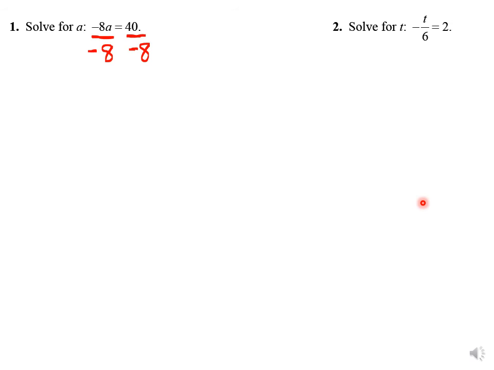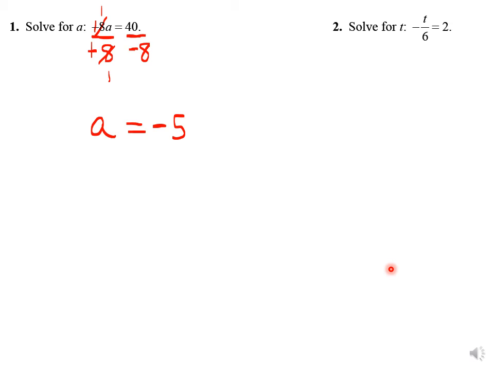All right, on the left-hand side, what happens? Hey, I think we learned this here. Negative divided by negative? Positive, is that right? And 8 divided by 8? Just a 1. So really what we have is the 8's cancel, leaving us with just an a in front. 40 divided by negative 8 gives us a negative 5, and we're done. Okay, we're good there? That's the multiplication property.